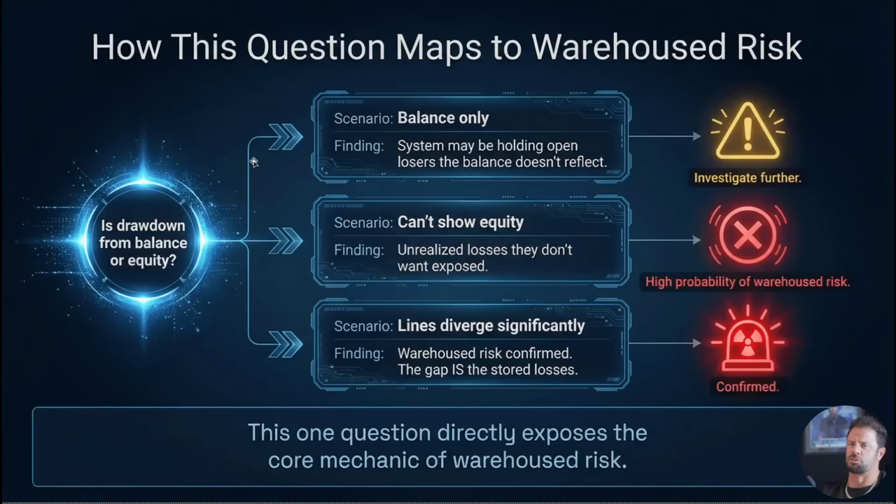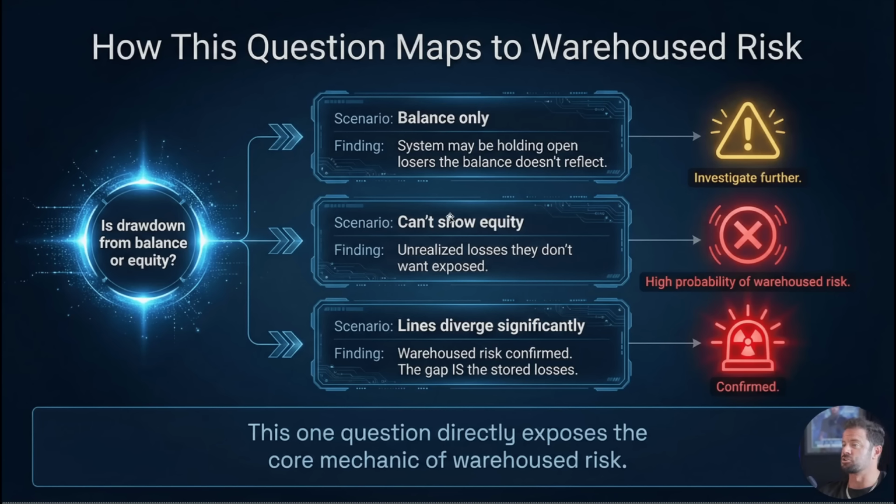So we talked a little bit about the divergence and the one question, but how does it confirm it really? Okay, when the scenario is they only show you the balance only, the system, we don't know. We have to investigate further. So the logic here is the system may be holding open losers, but we don't know yet, because the equity curve will show us.